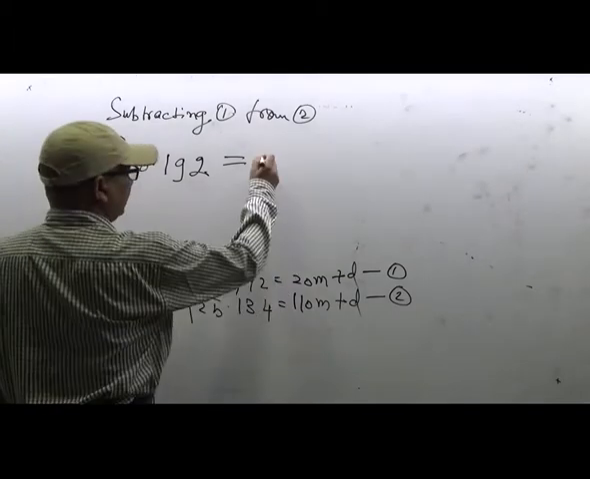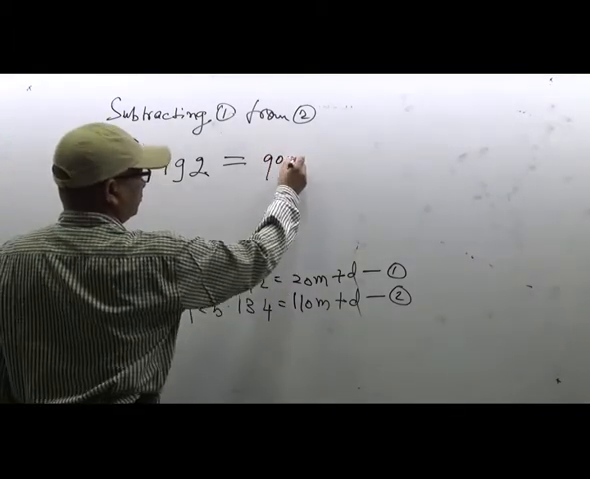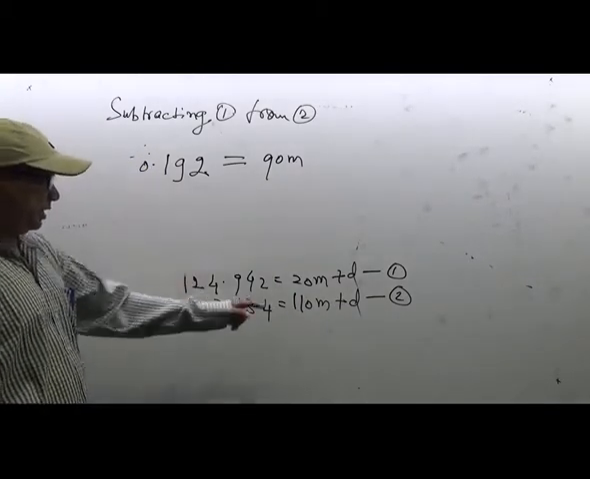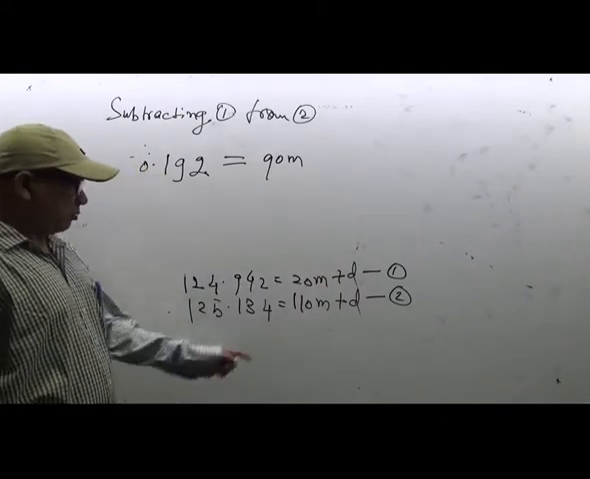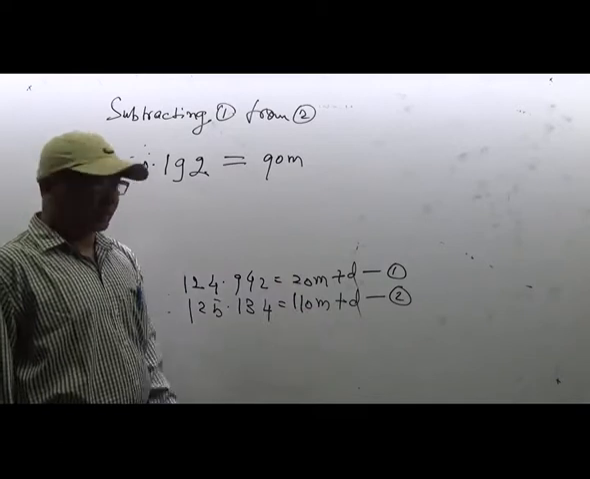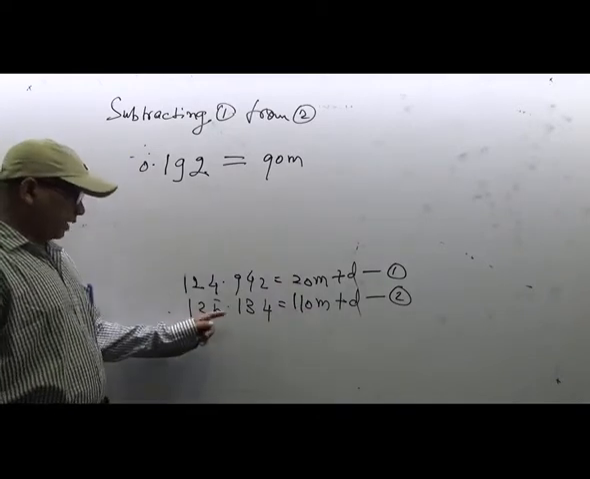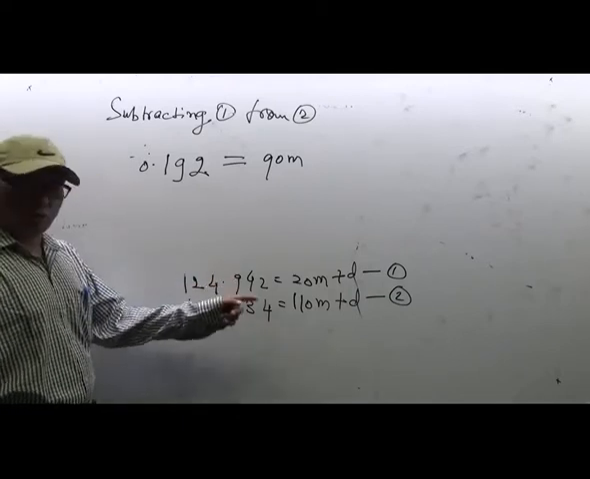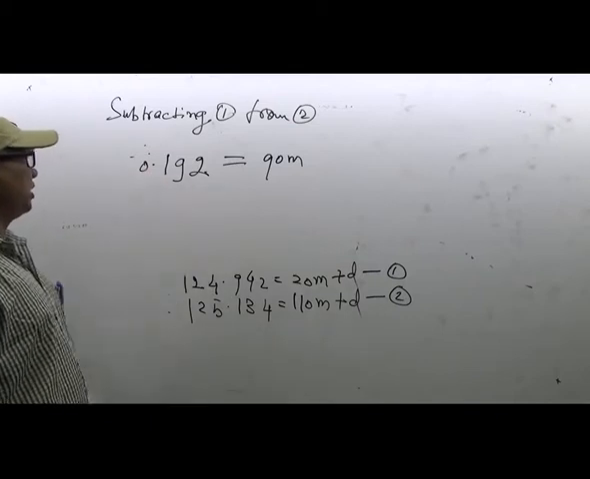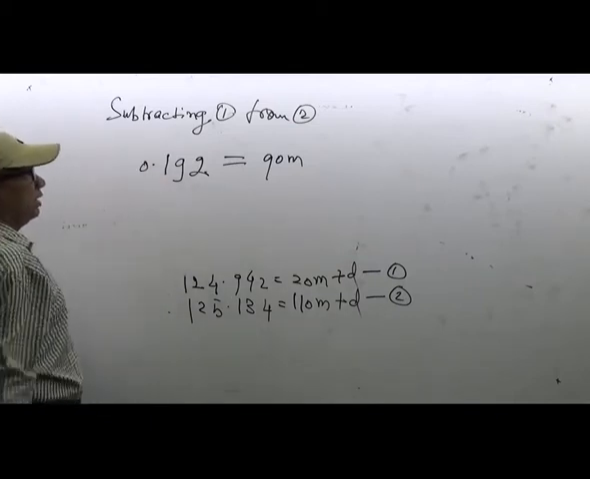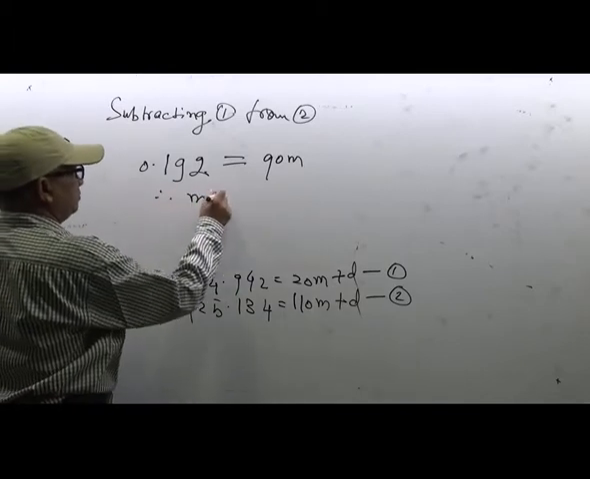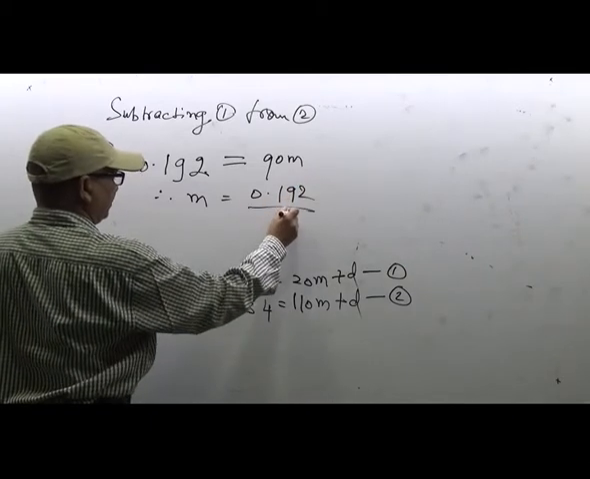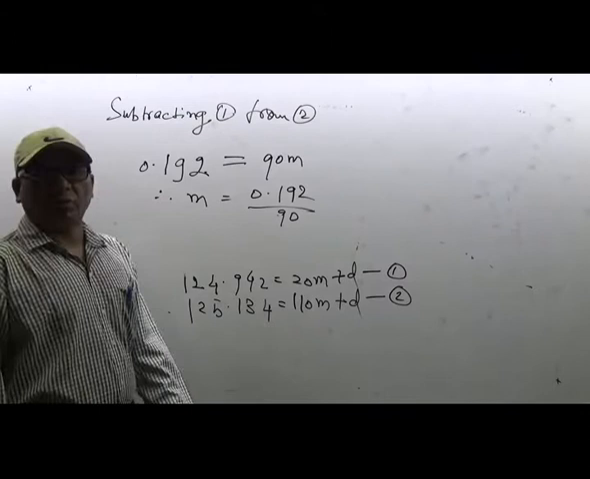110m minus 20m gives 90m, and d cancels by subtracting 1 from 2. Therefore, m is equal to 0.192 by 90. This gives the value of m.